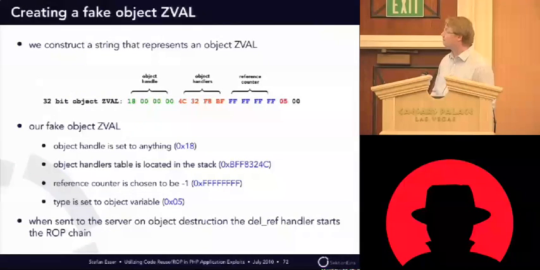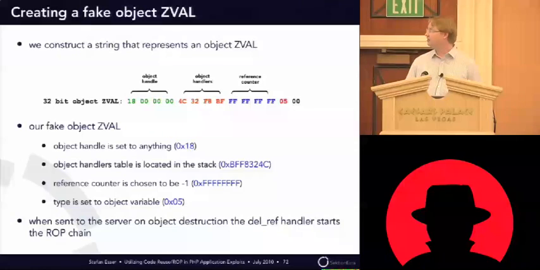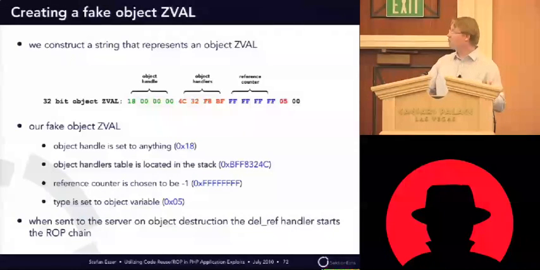So this will look like this. You have a fake variable. In this case, it's an object. An object is identified by the 5, not the 6, but the 5. You put in a reference counter of -1, so that it will be freed. You put in the object handler's pointer, which will be a pointer to the stack location you just leaked and controlled. And the object handler can be anything.